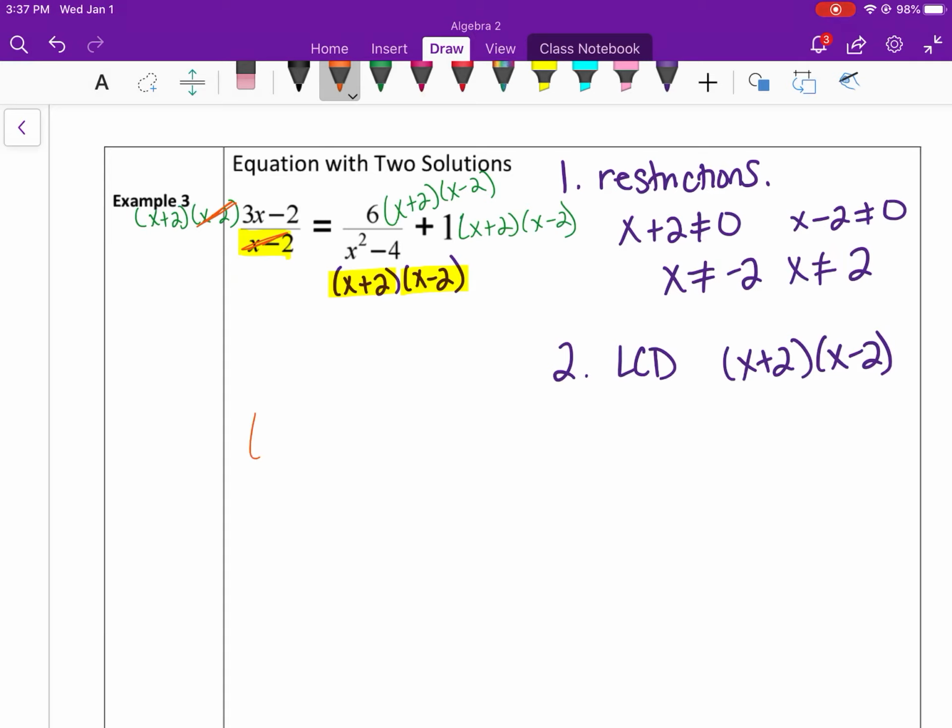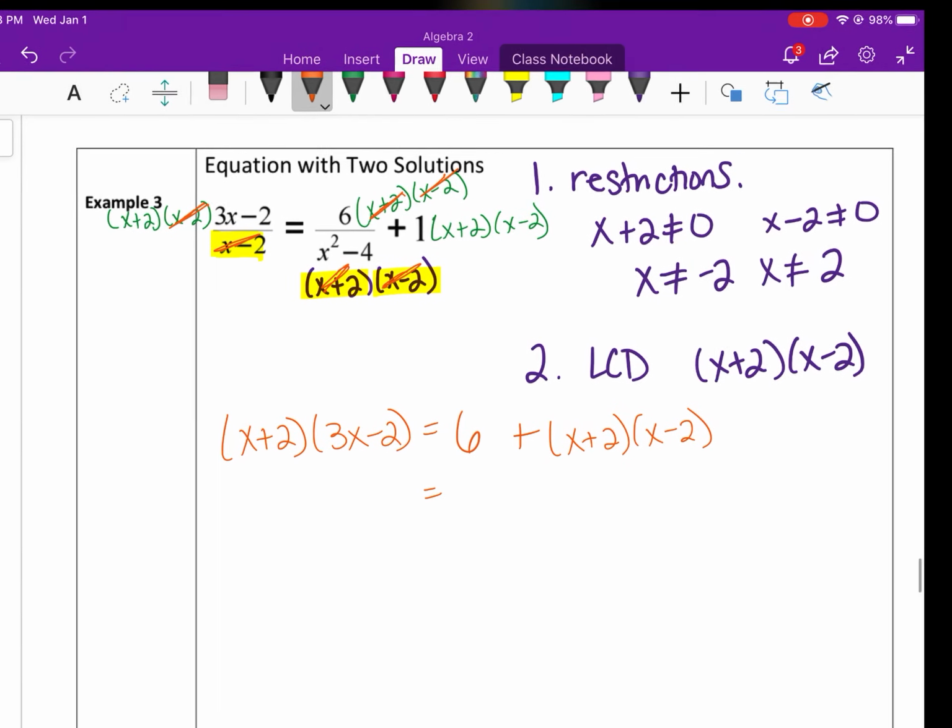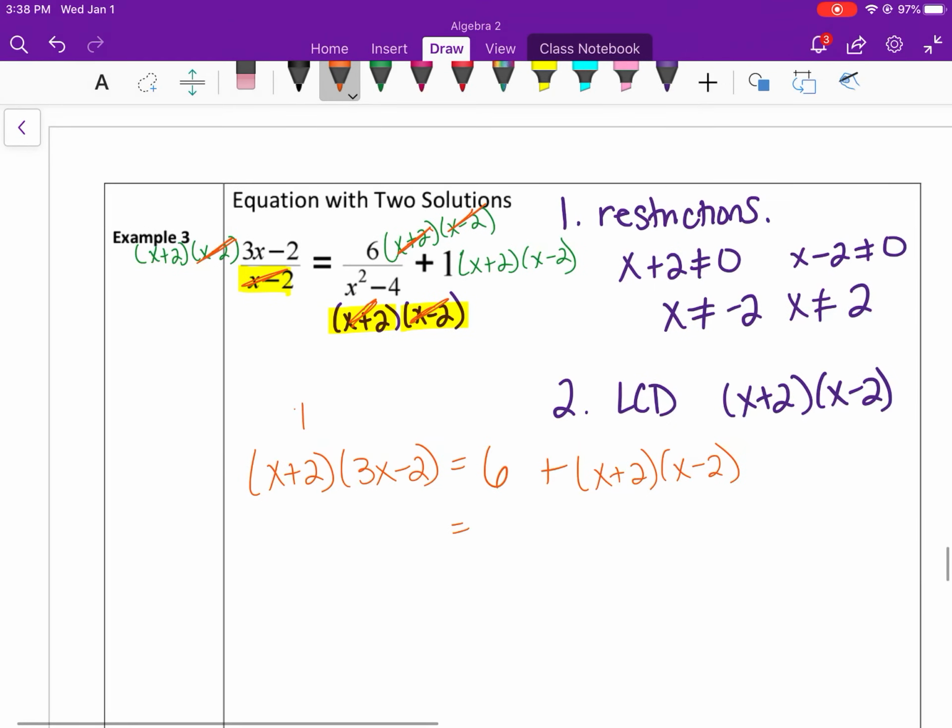So I'm going to get x plus 2 and 3x minus 2 equals, here in the 6's, everything will simplify there. So we just get 6 plus, and then 1 times x plus 2 and x minus 2. So then multiply this out. You'll have to either FOIL this or use your box method. If you do the box method, it's x plus 2 times 3x minus 2. So 3x squared, 6x, negative 2x, and negative 4.